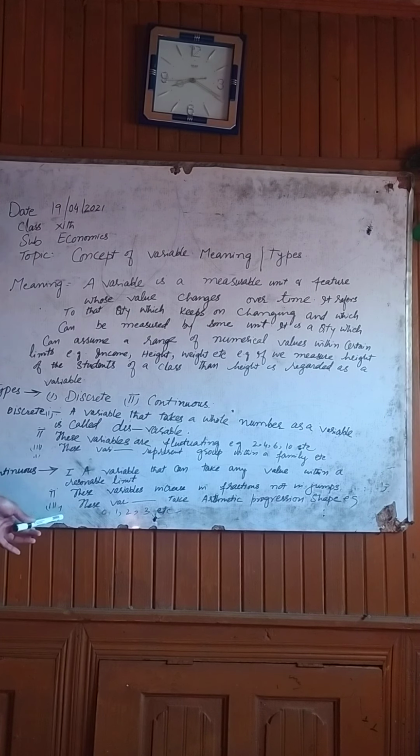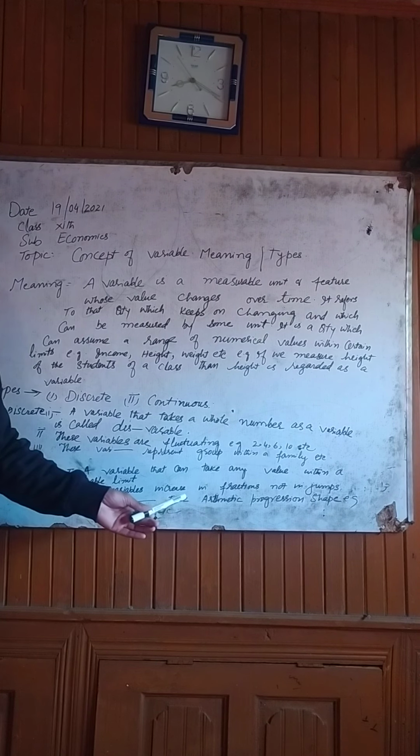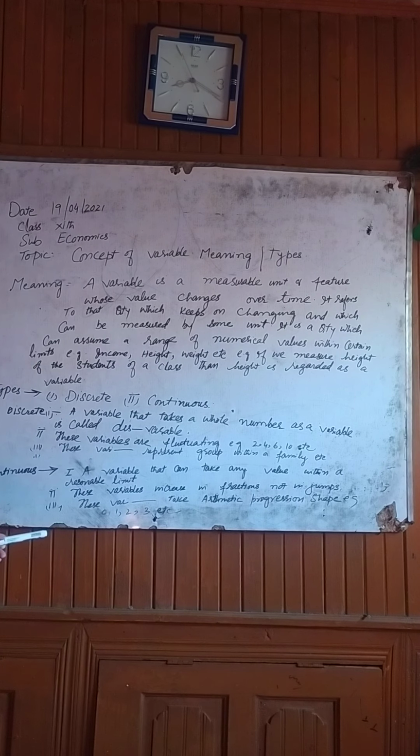And then we have the third type of variable, that is variables that take arithmetic progression shape. For example, 0, 1, 2, 3, 4, 5. Here it means that these variables can change their position in a systematic manner or in a proportionate manner. They proceed progressively, not in jumps, and they don't fluctuate in an unsystematic manner.